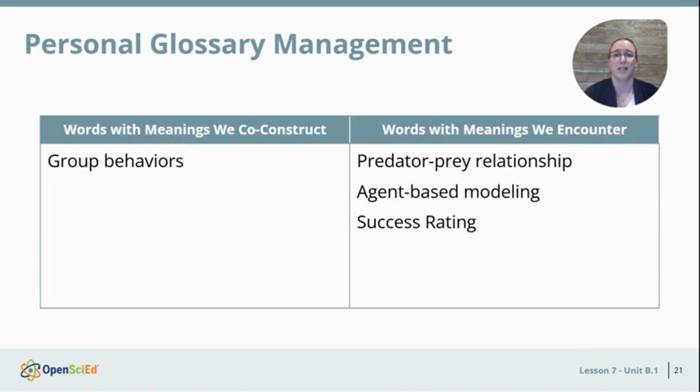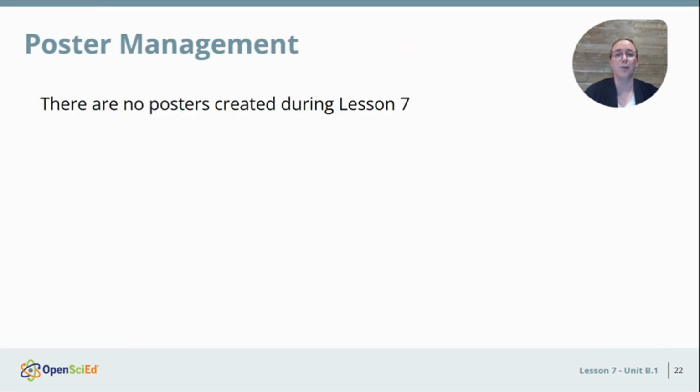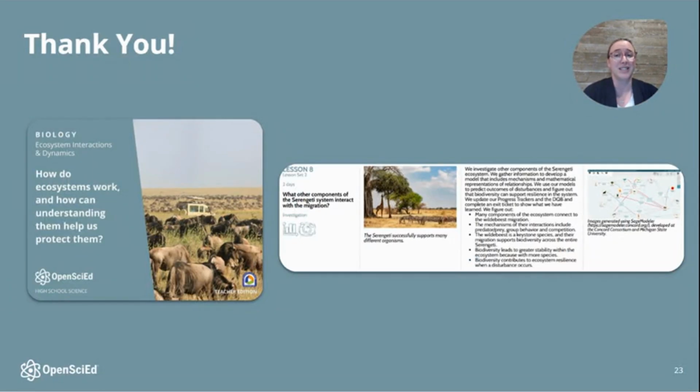As mentioned in previous slides, group behaviors is a term that students co-construct on the 3rd day during their building understandings discussion in Part 13. Group behaviors can be defined as groups of an organism that work together to increase their survival and the survival of their relatives. There are no posters created during Lesson 7, but make sure the students hang on to their notes from their last building understanding discussion from Day 3 to help make sense of new components that are introduced during Lesson 8. Well, this is Lesson 7 in a nutshell.